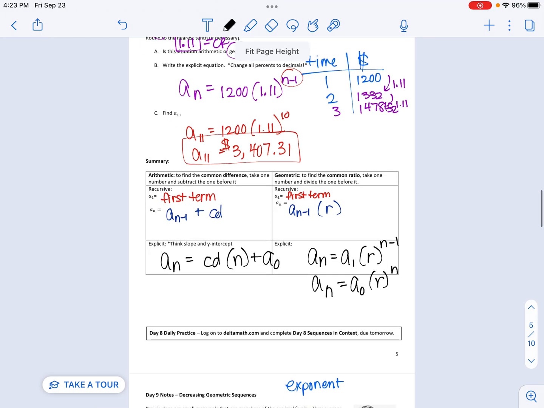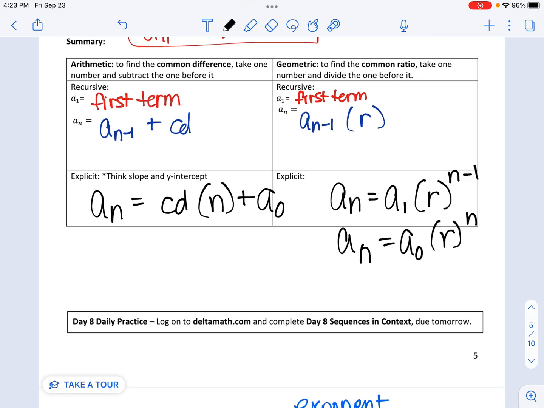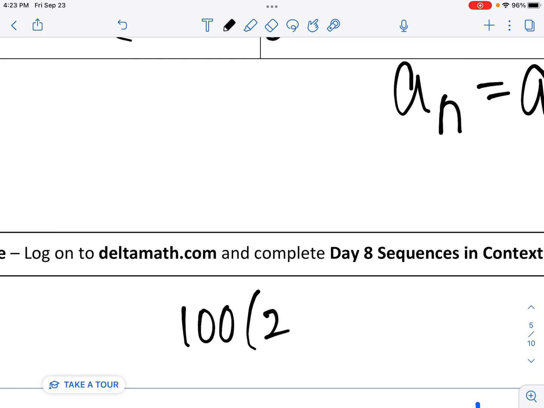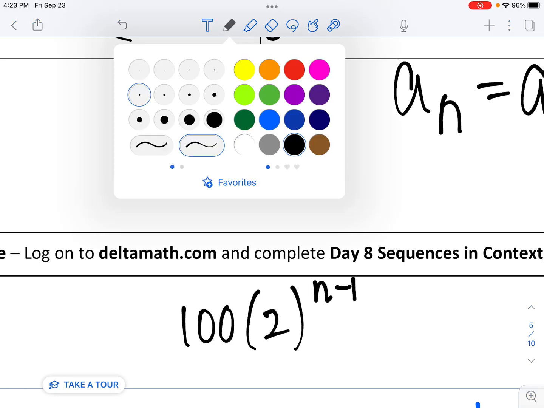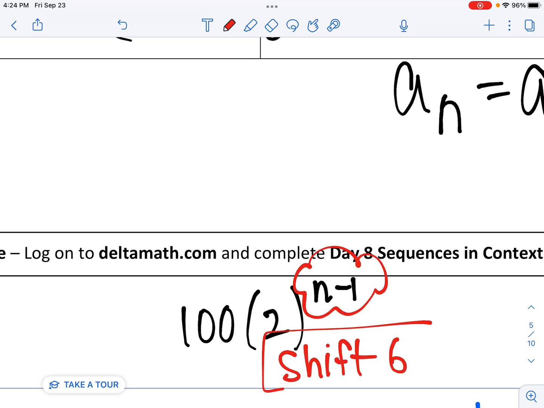So your assignment today will be on Delta Math, and we're going to practice with these equations and solving. One hint is if you had something like this, you start at 100, you double it every time. To type in the n minus 1 as an exponent in Delta Math, you're going to use Shift 6. Shift 6 to type that in.